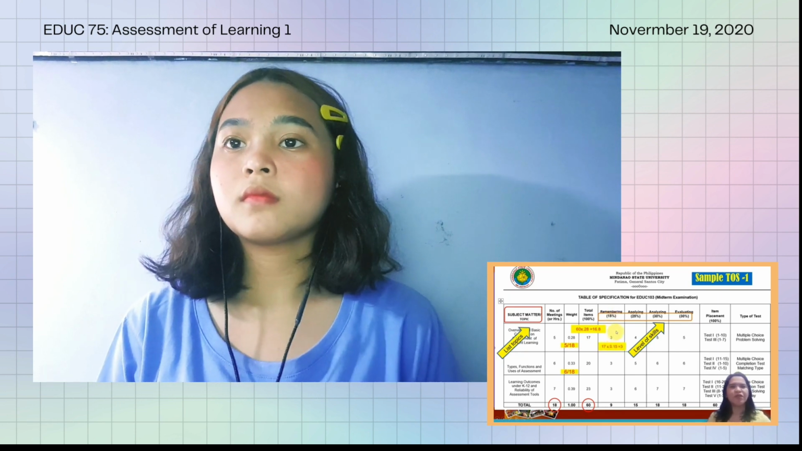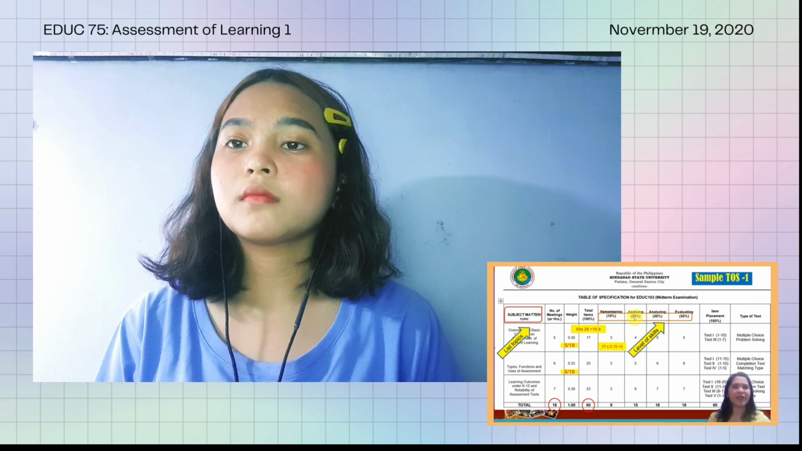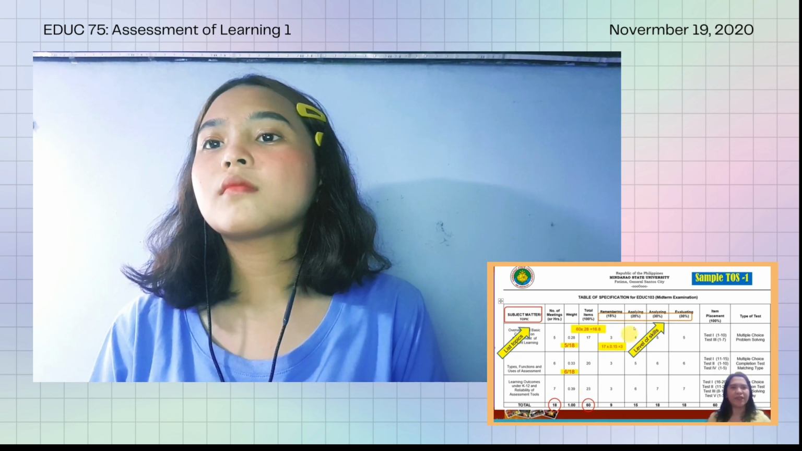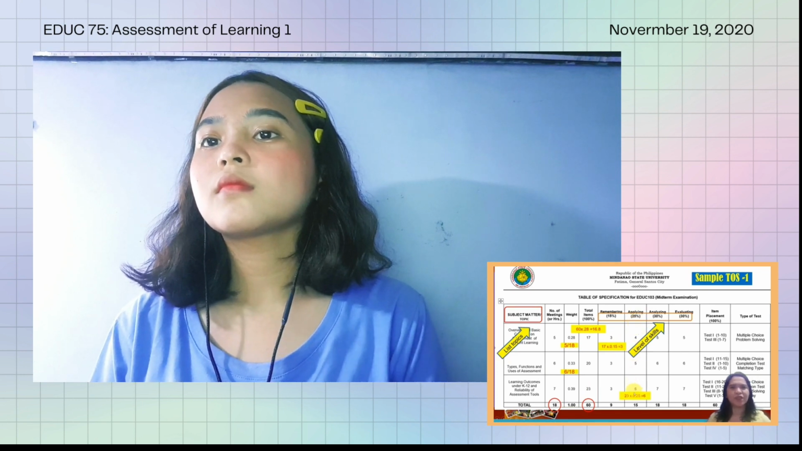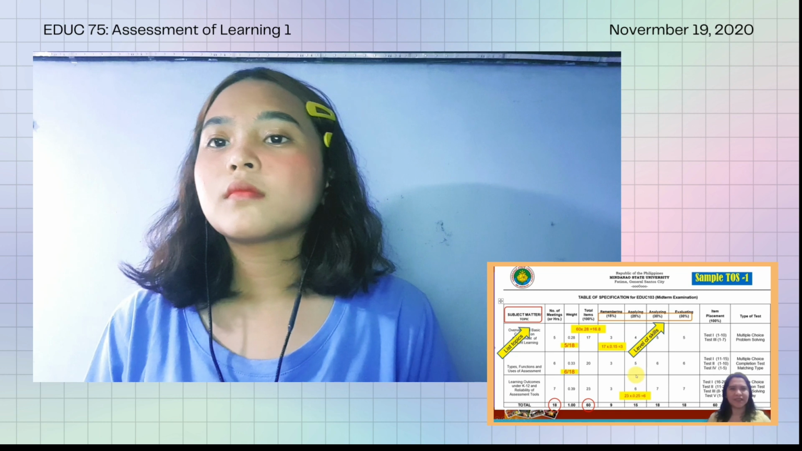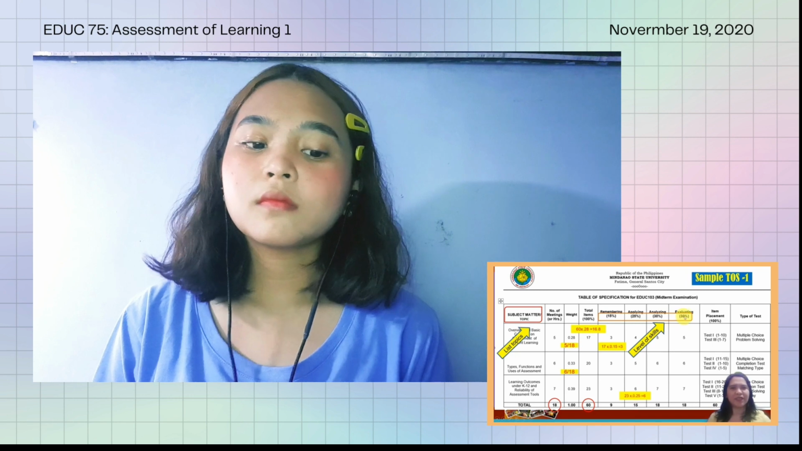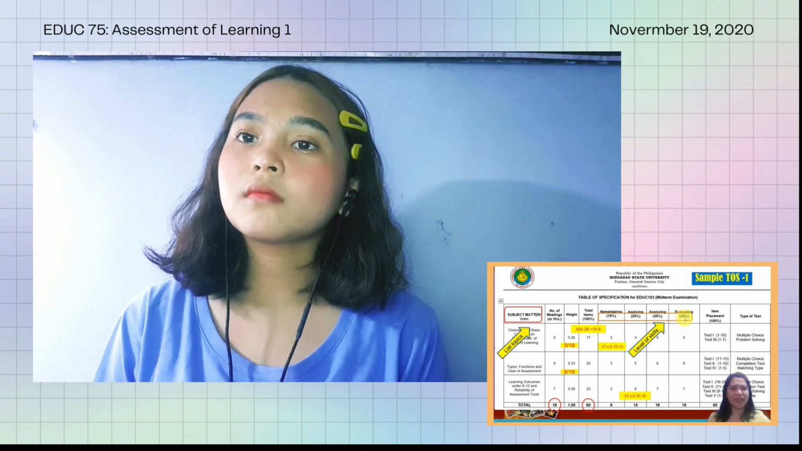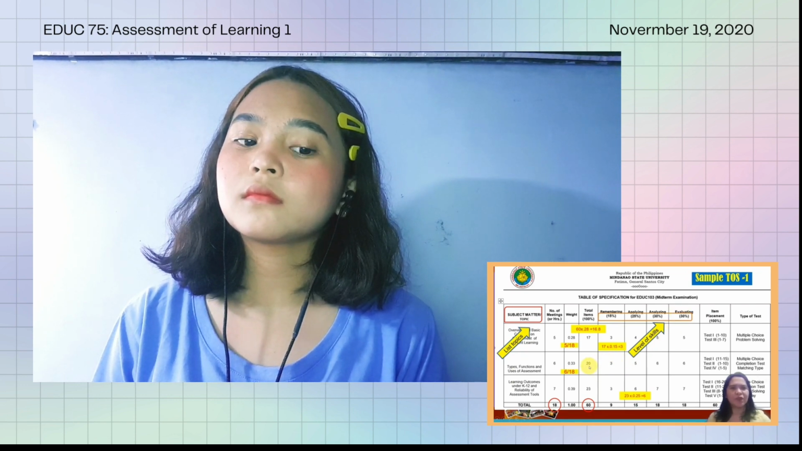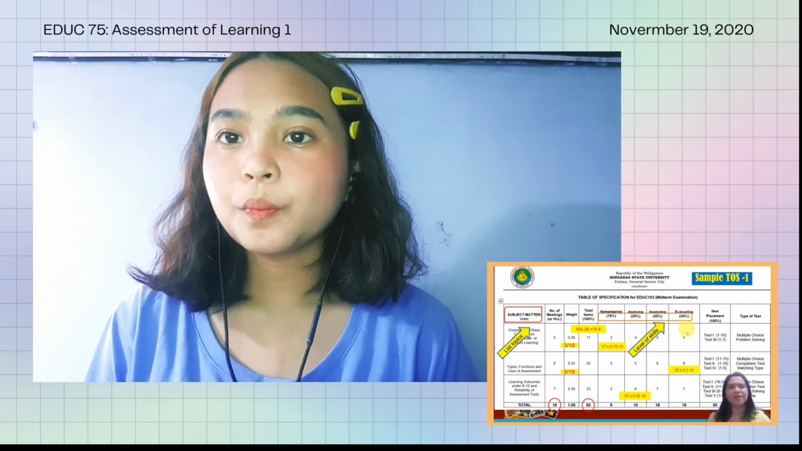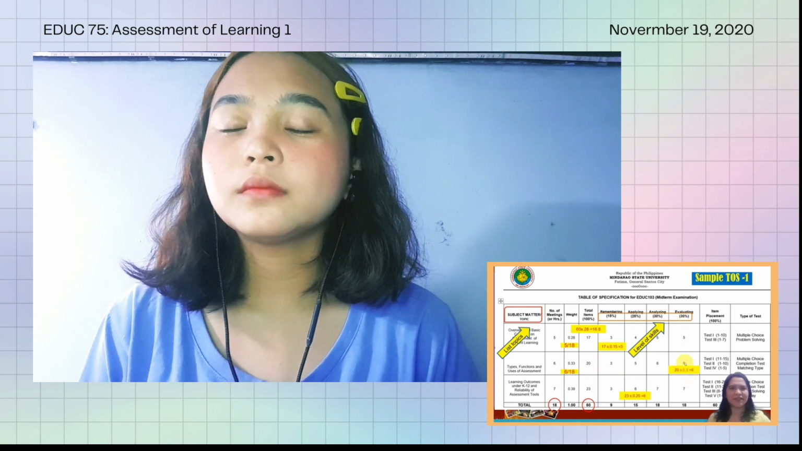To compute for the number of items for topic 3 under applying, we simply multiply the total items of topic 3, which is 23, by 0.25, since it's 25%. So the result for this example is 6. For our last example under evaluating, which is 30%, we simply compute the total of items of topic 2 by multiplying each item, which is 20, by 0.30, since it's 30%. The result for this example is 6.